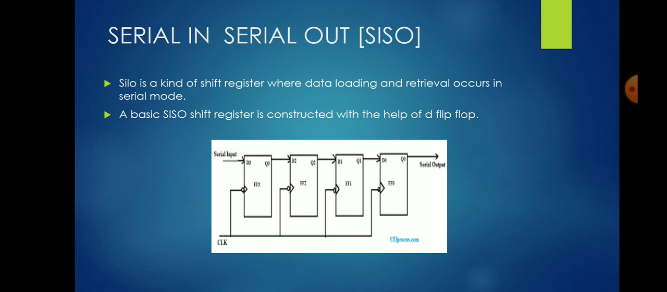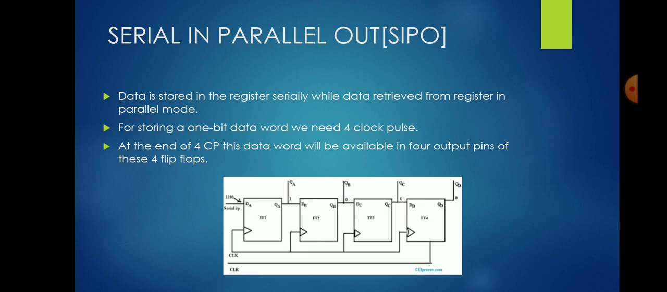Let's move on to the next one, which is serial in parallel out, also commonly known as SIPO. Here data is stored in the register serially, while data retrieved from the register is in parallel mode. So I would like to repeat once again, data is stored in the register, meaning the input is given serially, while the data retrieved, which is the output, is in parallel mode. For storing a 4-bit data word, we need 4 clock pulses, and at the end of the 4 clock pulses, this data word will be available at the 4 output pins of the 4 flip-flops.